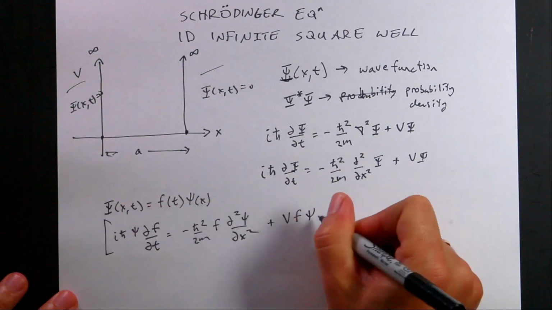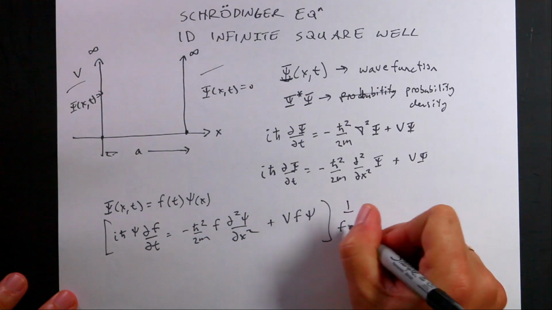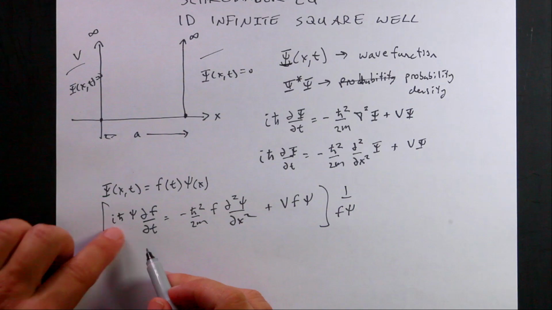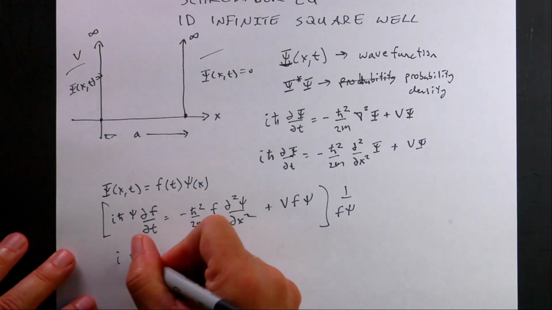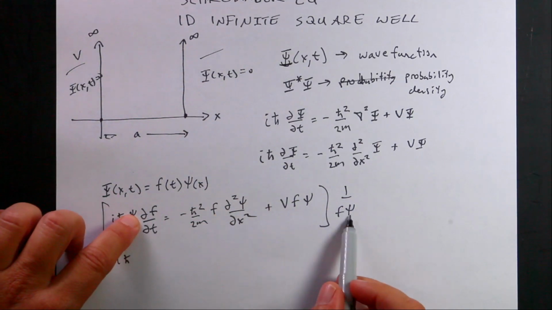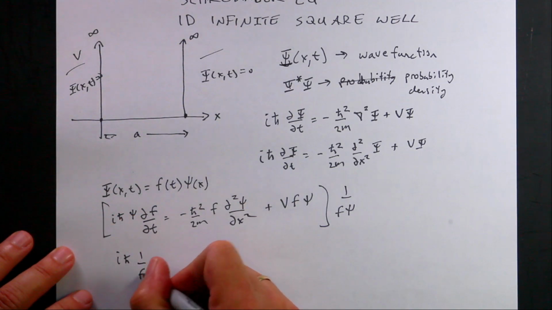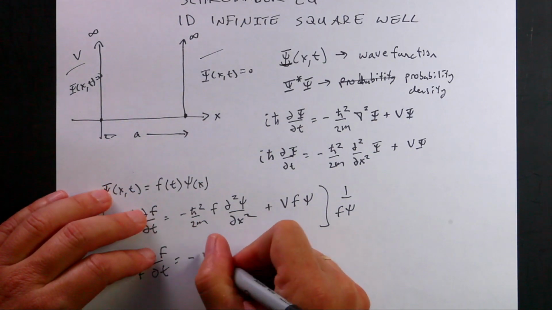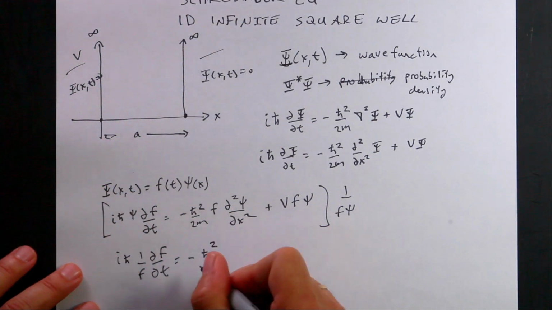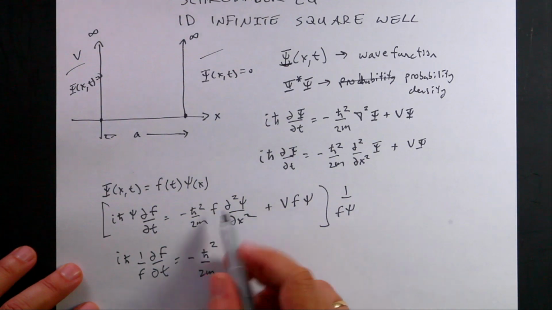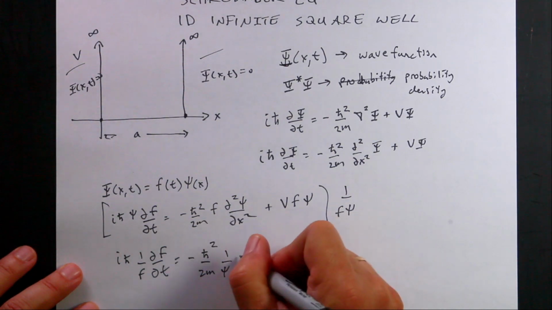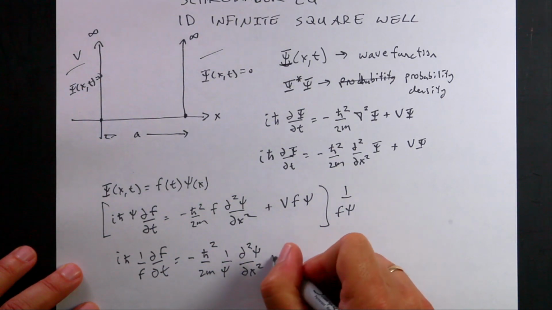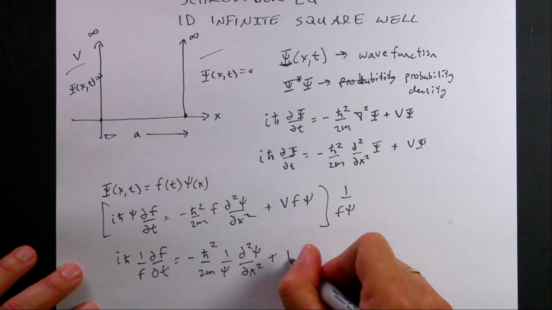So if I multiply both sides by 1 over f psi, then I'm going to get the following. So right here, I get i h bar. This side is going to cancel with that, so I get 1 over f, partial of f with respect to t. And over here, I get negative h bar squared over 2m. The f's going to cancel, so I get 1 over psi, second partial of psi with respect to x second. And then over here, those two cancel, I just get plus v.